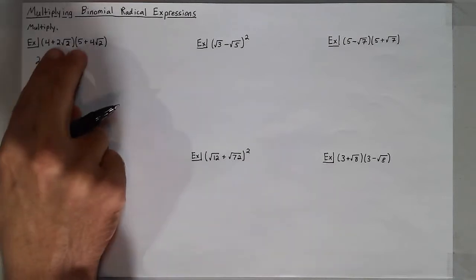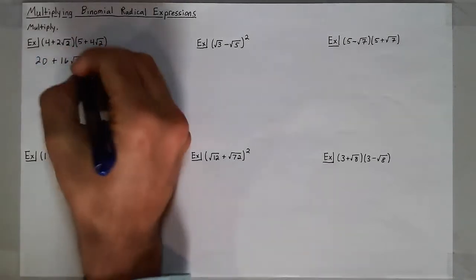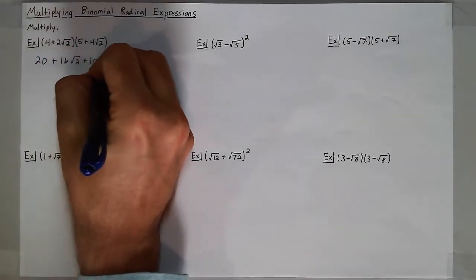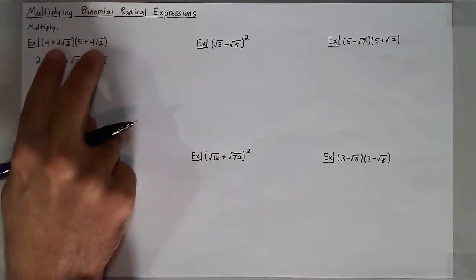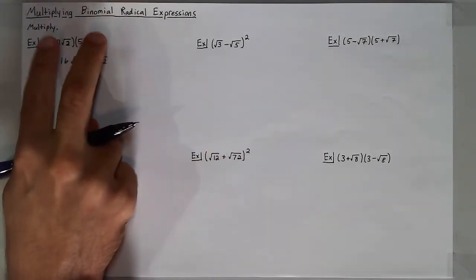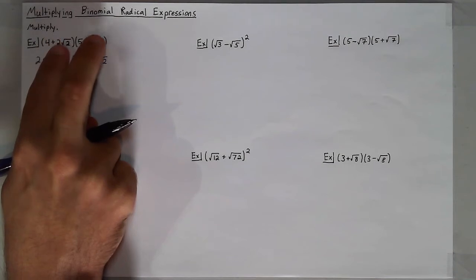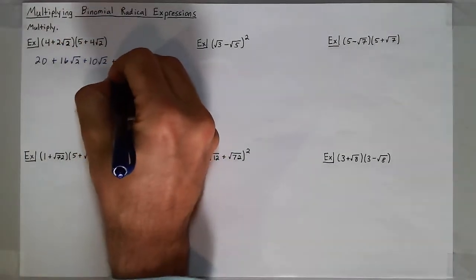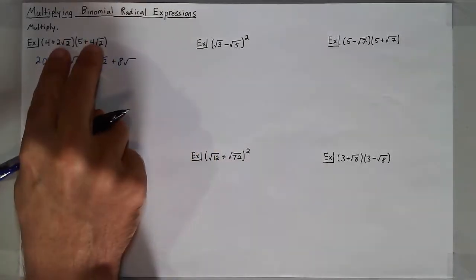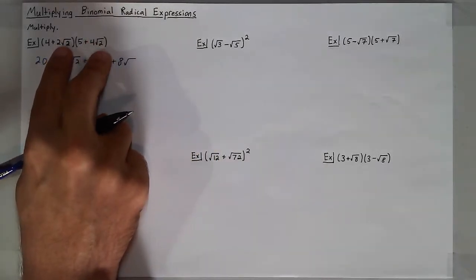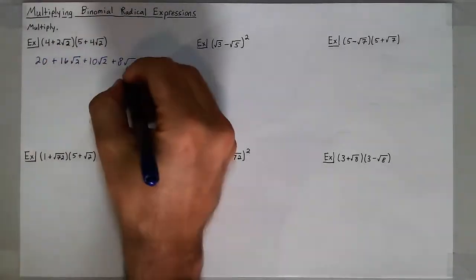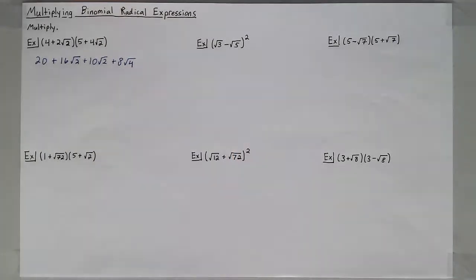Then we'll do our inner, so 2 square roots of 2 times 5 gives me 10 square roots of 2. And then when I do 2 square roots of 2 times 4 square roots of 2, I'll do 2 times 4, which is 8, square roots of 2 times 2, since those are the radicands underneath the radical, and that gives me 4 underneath the radical.